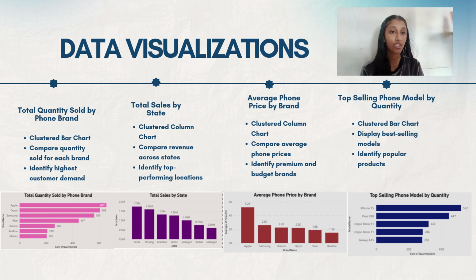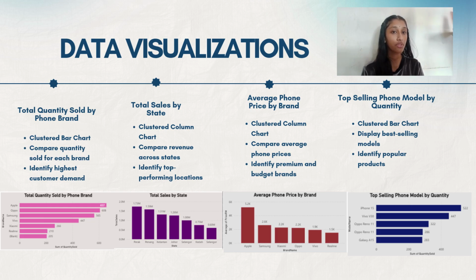The second visualization is total sales by state, shown using a clustered column chart. This chart compares sales revenue across different states and helps identify the top performing locations that contribute the most sales. Then the third visualization is average phone price by brand, also presented using a clustered column chart. This chart compares the average price of phones between brands and helps distinguish premium brands from budget-friendly brands.